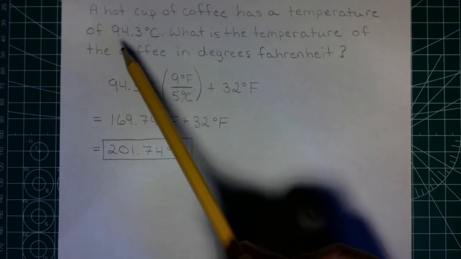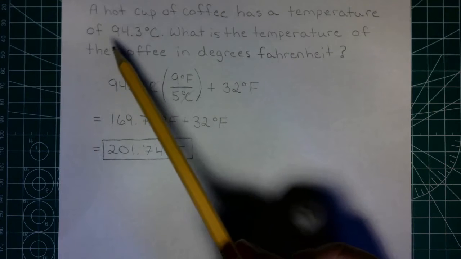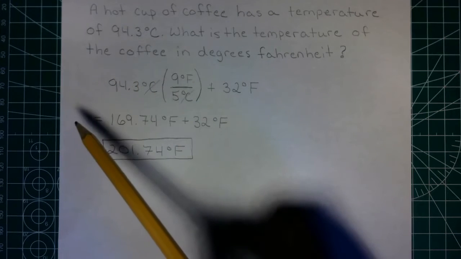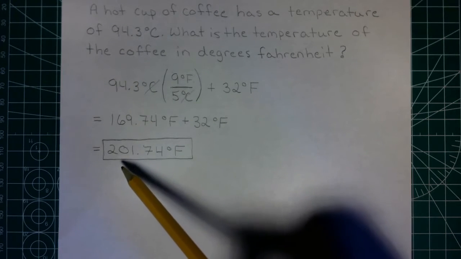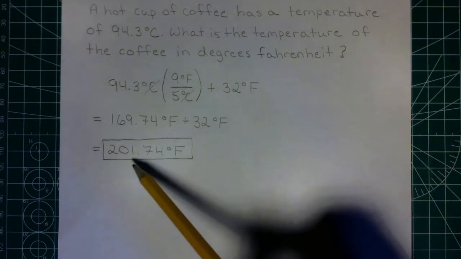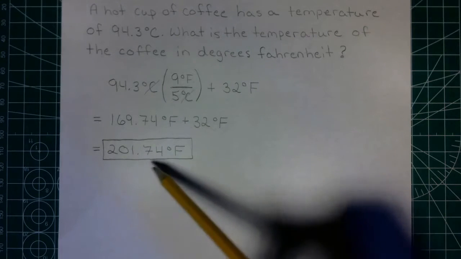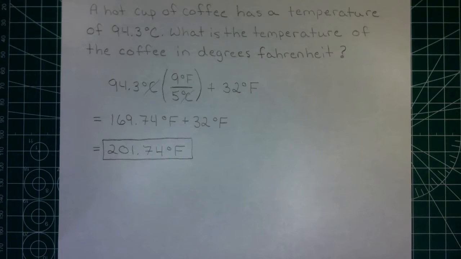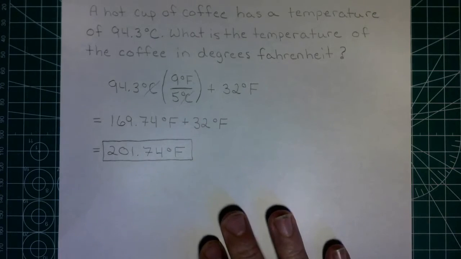And this kind of checks out if we think about it intuitively, because water is going to boil at 100 degrees Celsius. So this is a little under that value there. And it's going to boil at 212 degrees Fahrenheit. And this is a little under that value as well. So a little sanity check there at the end.